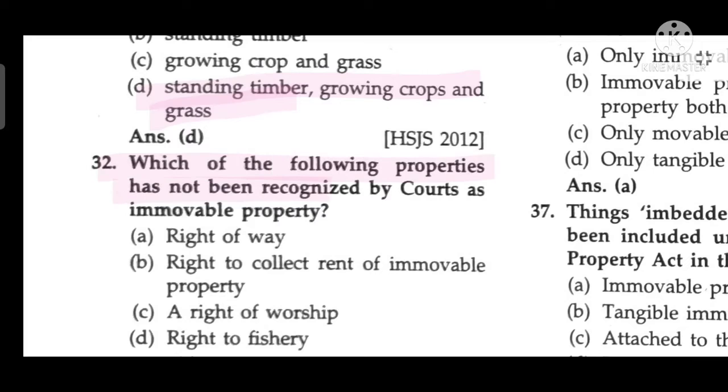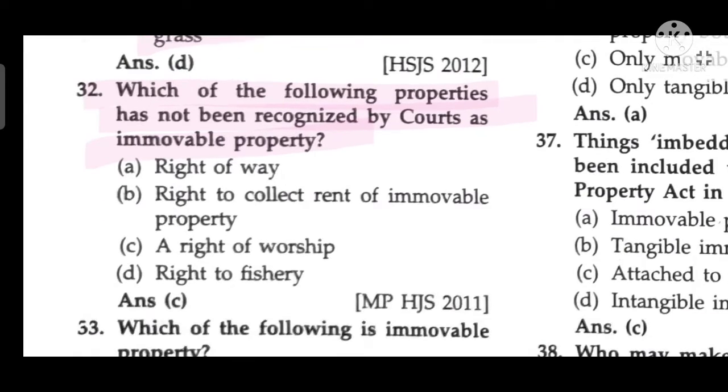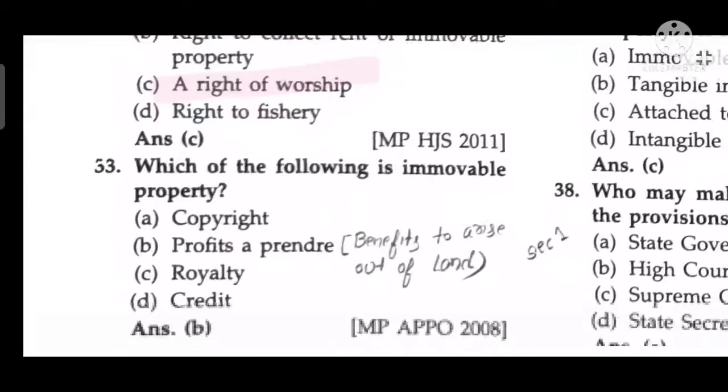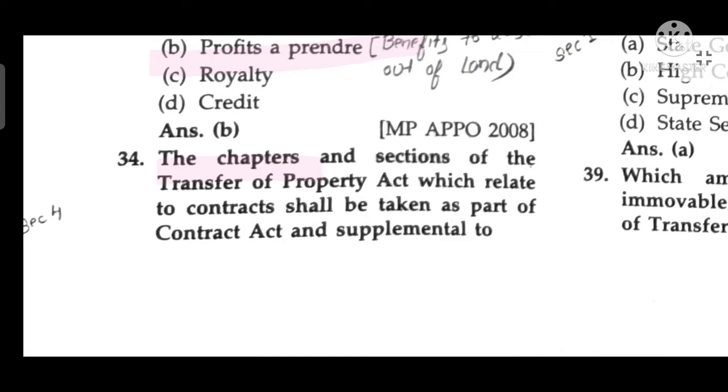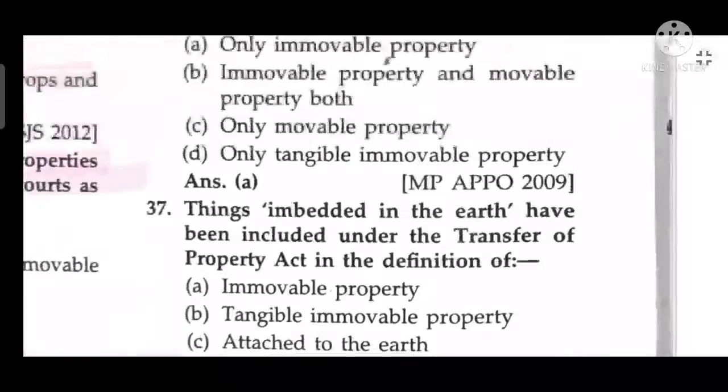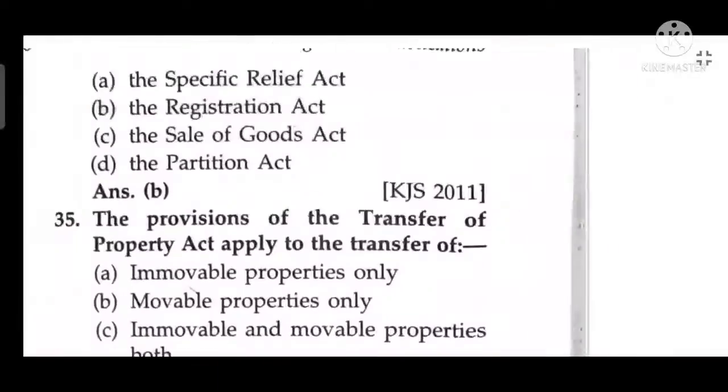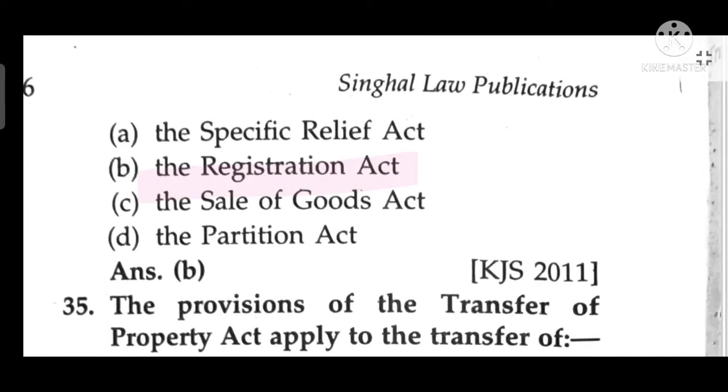Which one of the following property has not been recognized by the court as immovable property? Right to worship. Which one of the following is immovable property? Profit a prendre. Profit a prendre means a benefit arising out of the land. The chapters and sections of the Transfer of Property Act which relate to contract shall not be taken as part of the contract and are supplementary to the Registration Act.